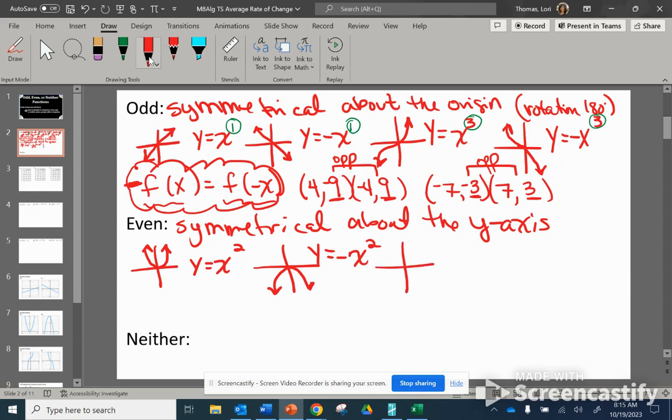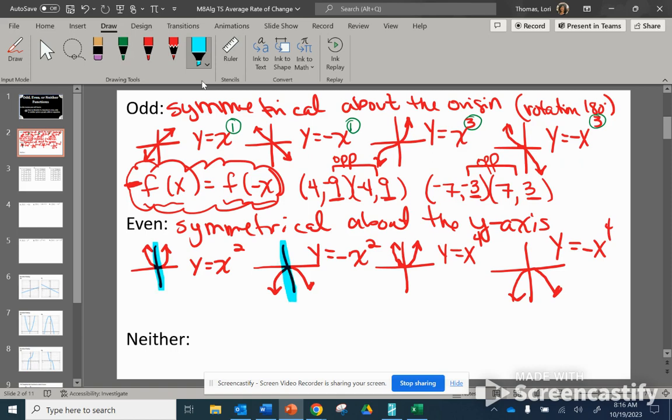And then if we do y equals x to the 4th, it's like the parabola, but it's a little bit more squatty or flatter at the bottom. And then if we reflect that and it's flatter at the bottom, this is going to be y equals negative x to the fourth. So we can see here is our line of reflection on all of those.